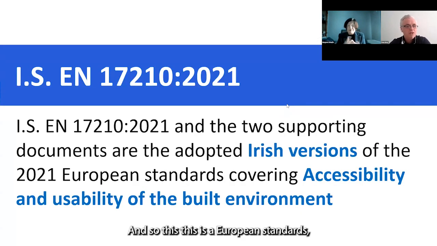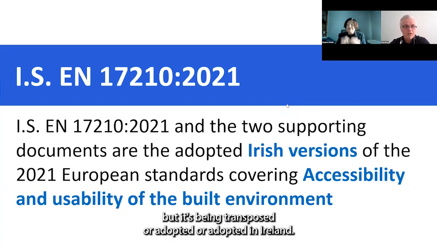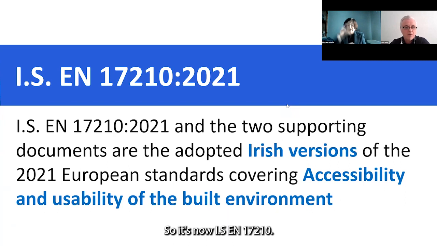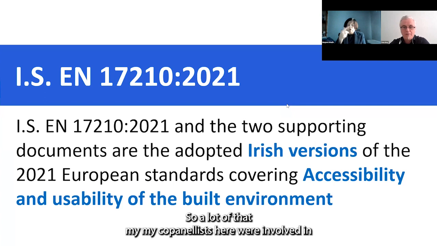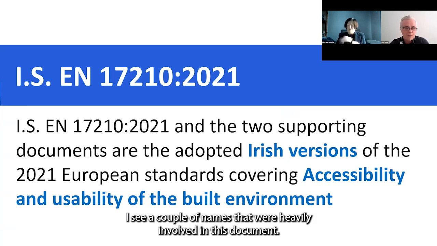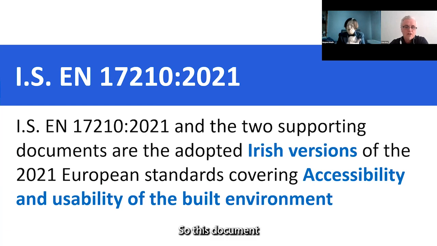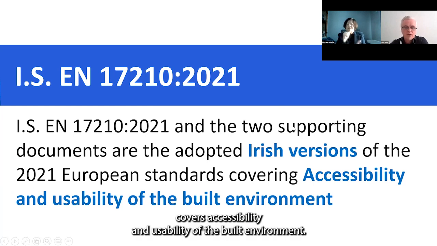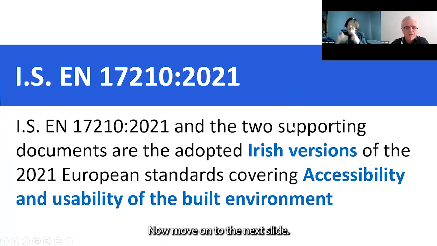Excellent. So this is a European standard, but it's been transposed or adopted in Ireland. So it's now I.S. EN 17210:2021. So a lot of my co-panelists here were involved in that, as were quite a few people, I think, that are attending here today. I see a couple of names that were heavily involved in this document. So this document covers accessibility and usability of the built environment. And I'll move on to the next slide.